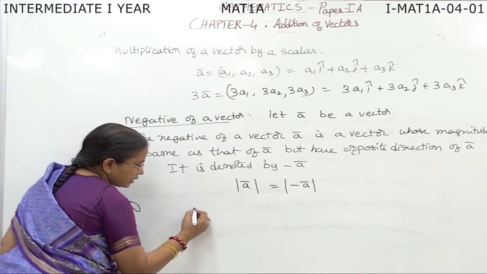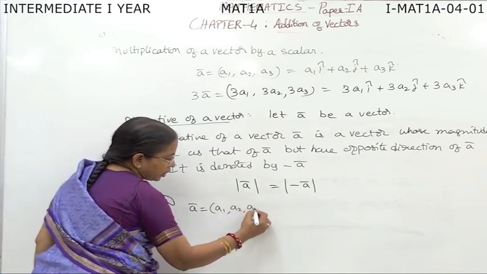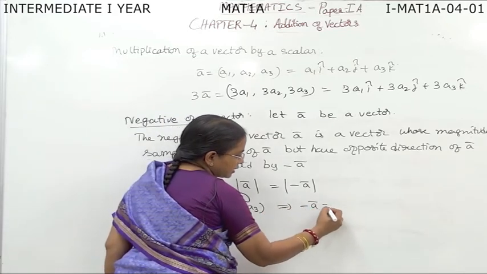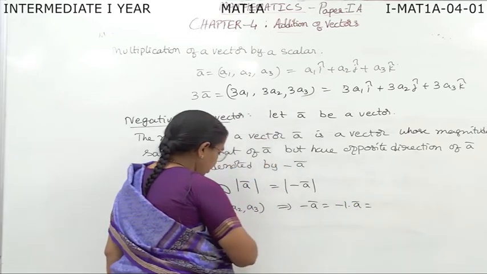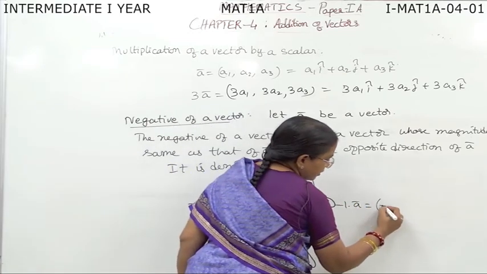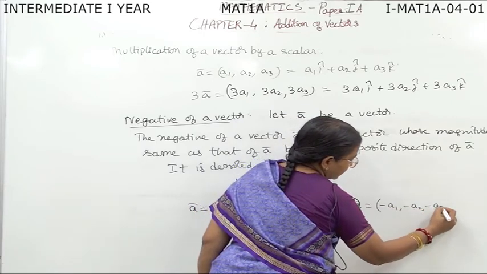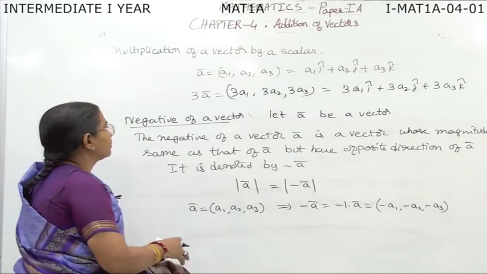Now suppose you have, in terms of an ordered triad, (A1, A2, A3). Then minus A vector is like minus 1 into A. So multiply all the elements by the minus sign: (minus A1, minus A2, minus A3). So like this we write the negative of a vector.